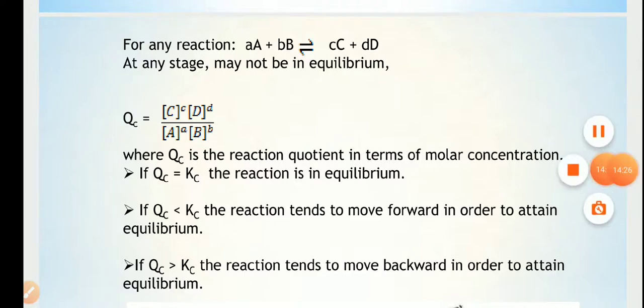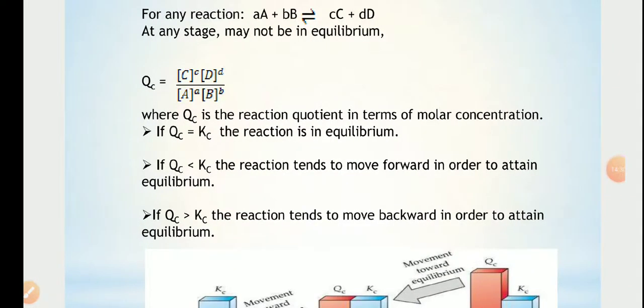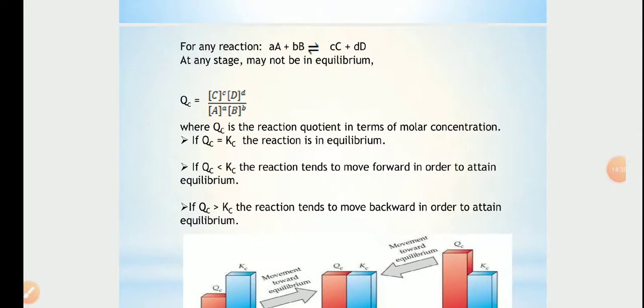So these are the things. If a particular reaction is in equilibrium, then obviously the rate of the forward reaction and the rate of the backward reaction are the same. But if a reaction is not in equilibrium, then the concentration of the product by the concentration of the reactant will be like that.